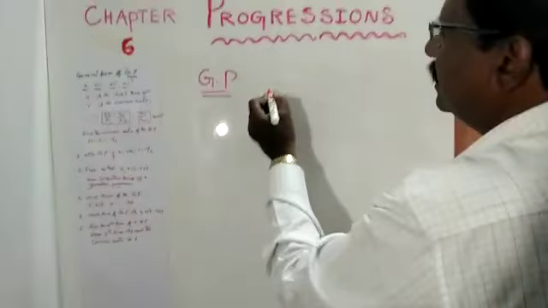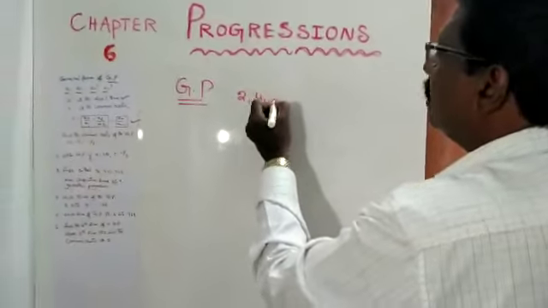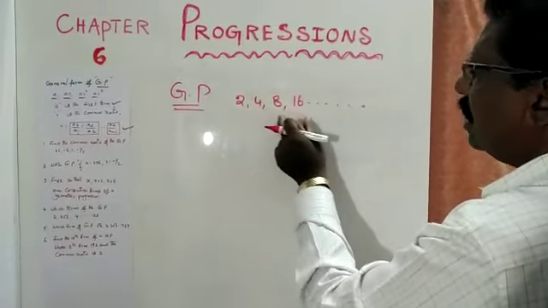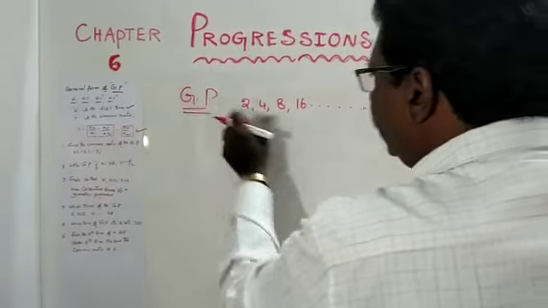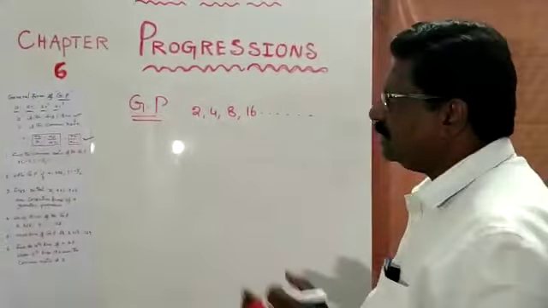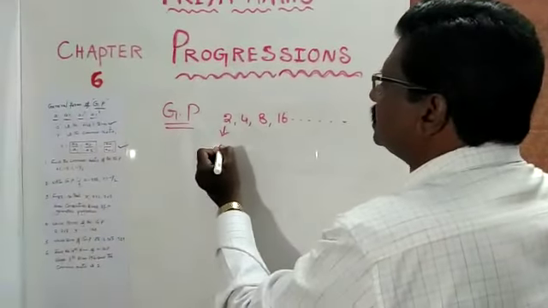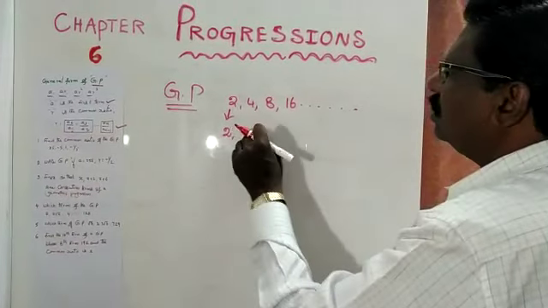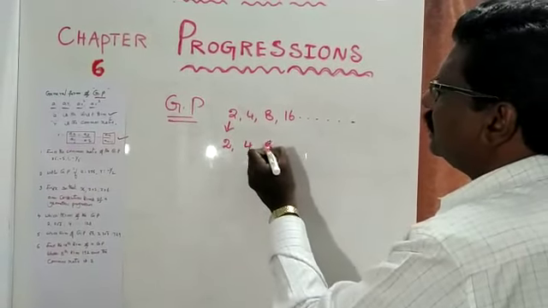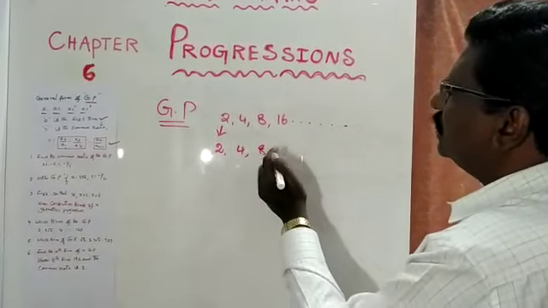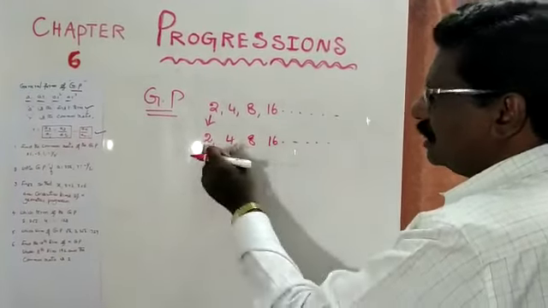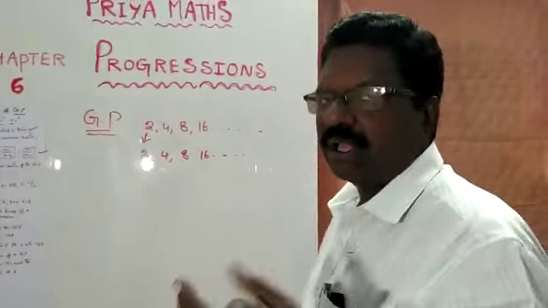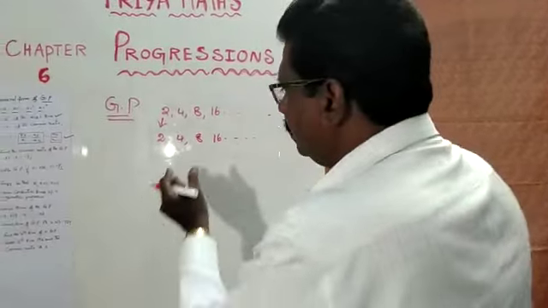For example, take 2, 4, 8, 16, and so on. This is a geometric progression. How can you say so? You multiply the first term 2 by 2 and you get 4. Multiply 4 by 2, you get 8. Multiply 8 by 2, you get 16. So these are called a geometric progression. You multiply by a constant, 2 or 3 and so on, and you get this type.